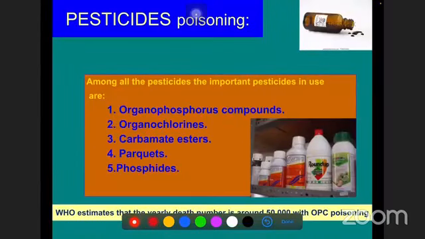So among all the pesticides, the important pesticide in use in our countries is organophosphorus compound, which is very, very important for us today. Organochlorines like DDT and others are the second group used. Carbamate esters: these two, organophosphorus compound poison and carbamate esters, have the same mode of action and same treatment, except one. I will go into this later, but the mode of action is the same, and the treatment is also the same. Fourth is paraquat. Paraquat poisoning is very, very dangerous, and it is also one of the common causes of suicidal poisoning. And last, not the least, is phosphide. Phosphide is another common poison which is used in our country for preservation of wheat, rice, and others.